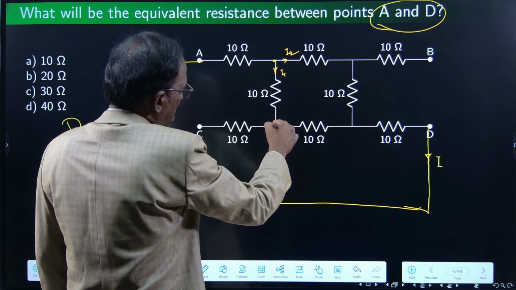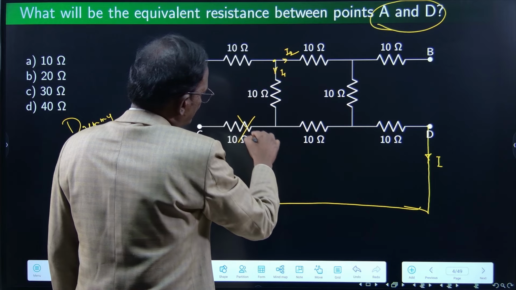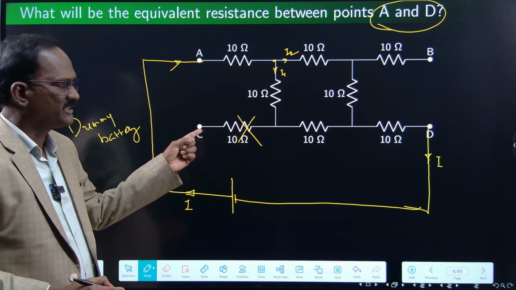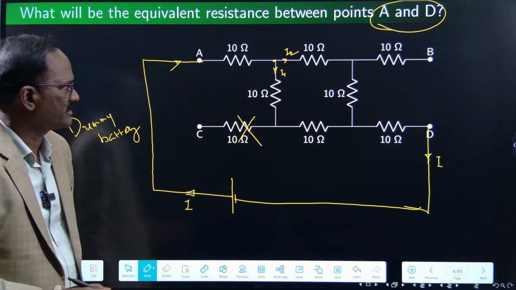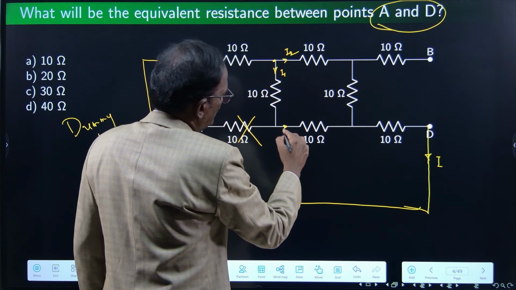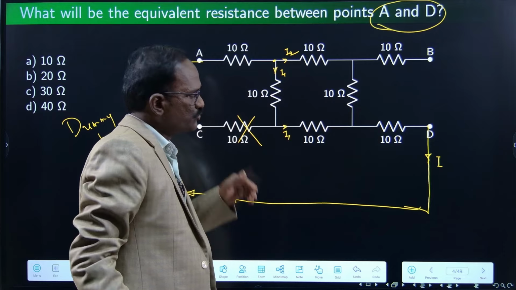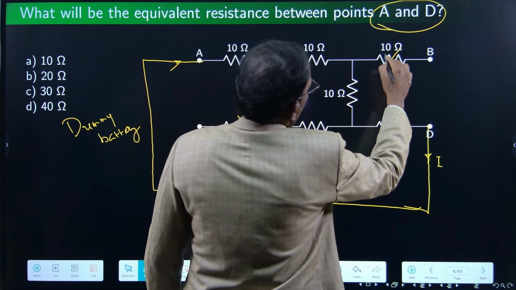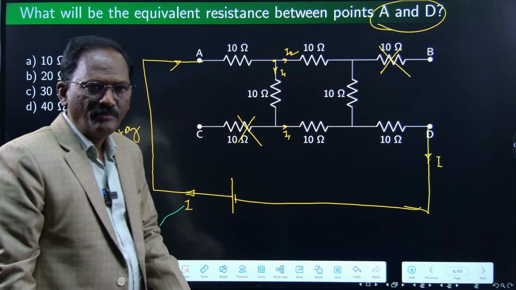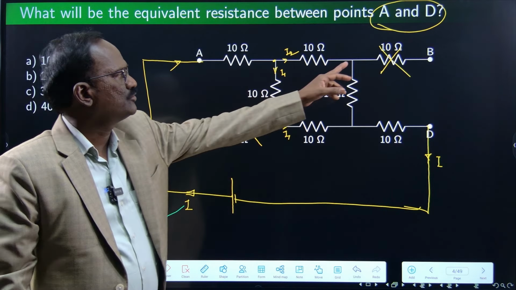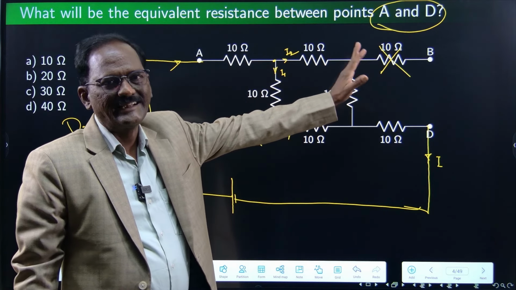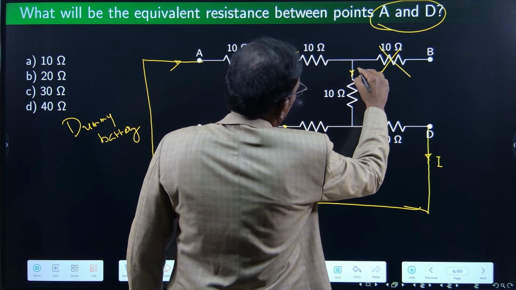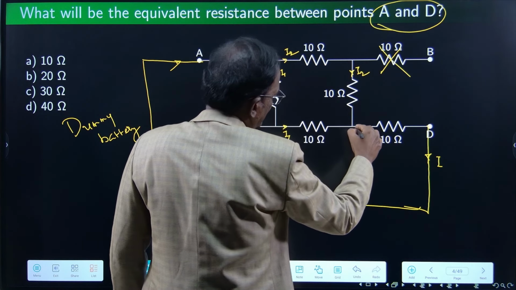I1 comes down, it won't go there. It won't travel through this 10 ohm resistor because C is an open circuit. The entire I1 will be traveling through this 10 ohms. Similarly, I2 through B it won't flow. Through this 10 ohms, it will not reach B because it is an open circuit. All the current I2, the value of I2, is coming down.